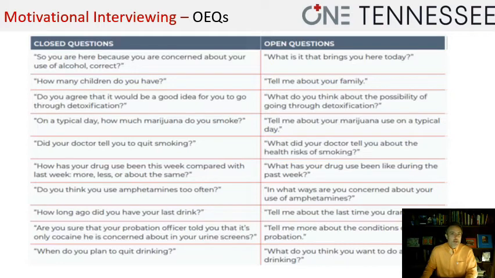0, 1, 2, 3, whatever that answer is. A better question would be, tell me about your family. Another closed-ended example, did your doctor tell you to quit smoking? Yes or no? A better way to ask that would be, what did your doctor tell you about the health risks of smoking? So all of these help you get to know your patient, help you build rapport, and help develop that relationship with your patient.